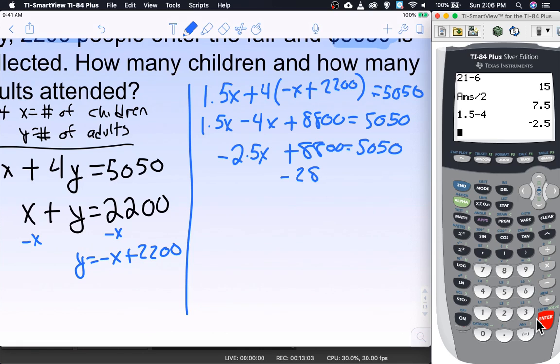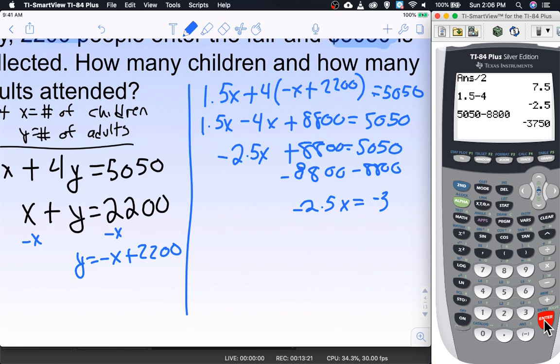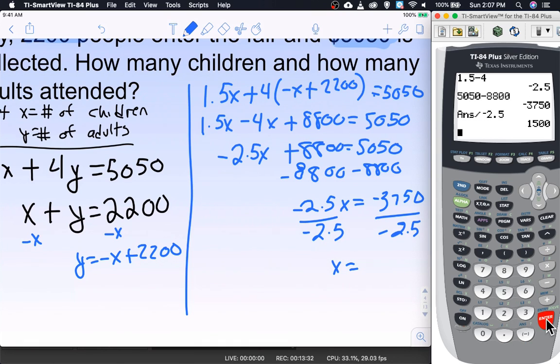I can subtract 8,800 on both sides. Negative 2.5x equals 5050 minus 8800 equals negative 3,750. Divide by negative 2.5, divide by negative 2.5, and x equals 1,500.